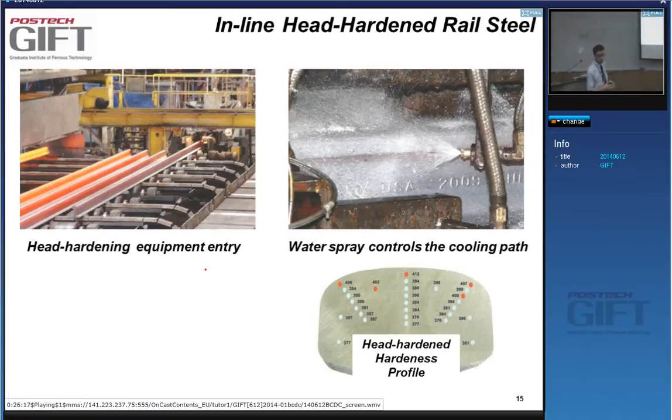You make sure that the rails are given accelerated cooling, yes, when they come out of the universal mill. So here you can see such a cooling head. It's spraying the head of the rail, yes, so that you get a much increased hardness, because the structure is refined. And here you can see the hardness profile, yes, and you can achieve very high hardnesses on the outer side of this pearlitic steel.